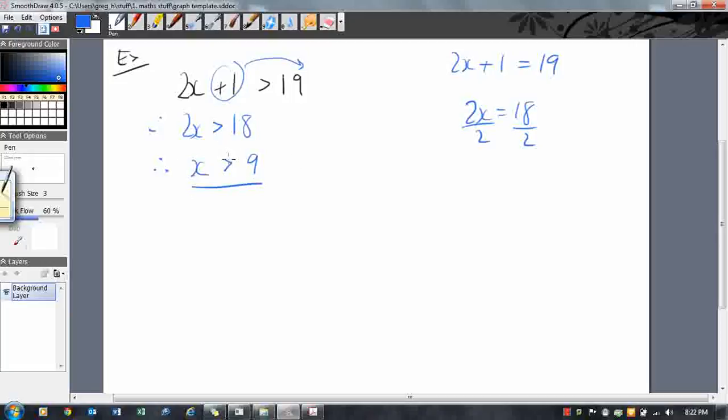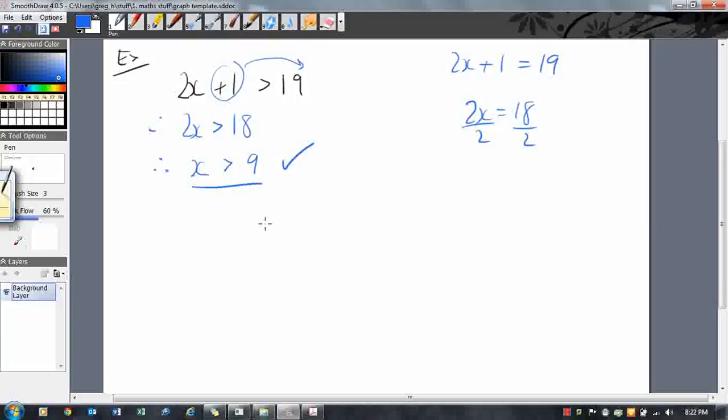And that is your answer. Hang on, did I check the golden rule? Did I divide or multiply by any negative numbers? No, I didn't. I divided by 2, but that's not a negative number, so I'm okay. So that is all fine. The answer is x is greater than 9. In other words, if you had this inequality here, then any number that's bigger than 9 will satisfy this equation.